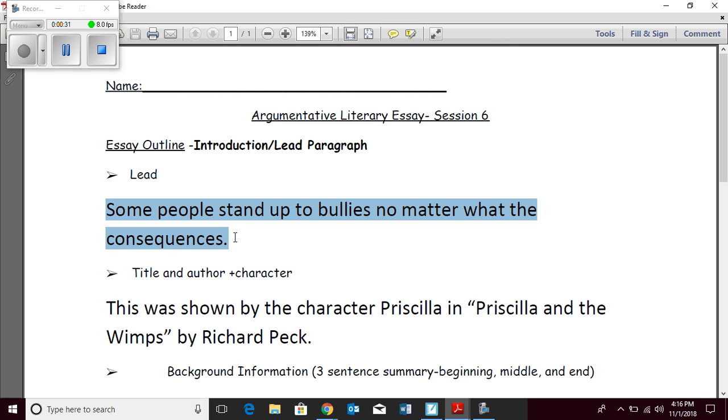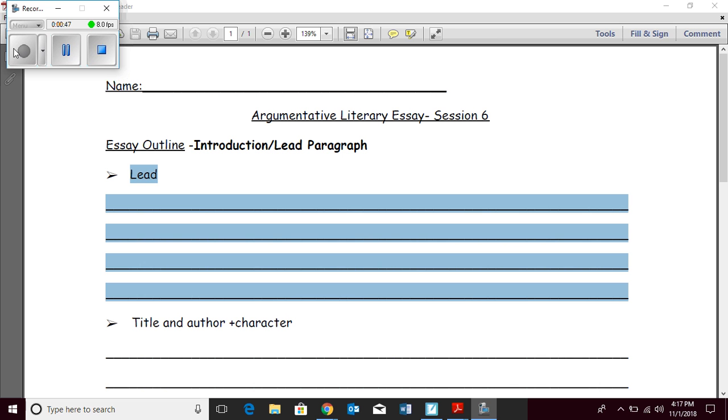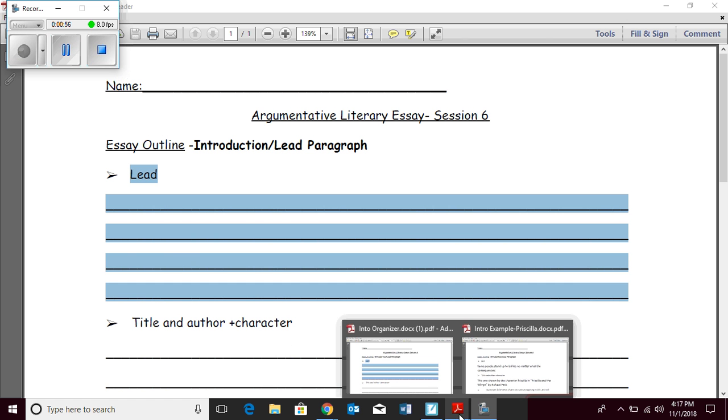So when you go to do your lead, think about your character that you chose, your trait, and what is a lesson that we can learn. I'm going to go ahead and pause the video right now so that you can write your lead on the piece of paper for your character and your claim. So at this point, this is what your paper should look like in front of you, and the lead should be filled out. Next, we're going to learn about the title, author, and character.